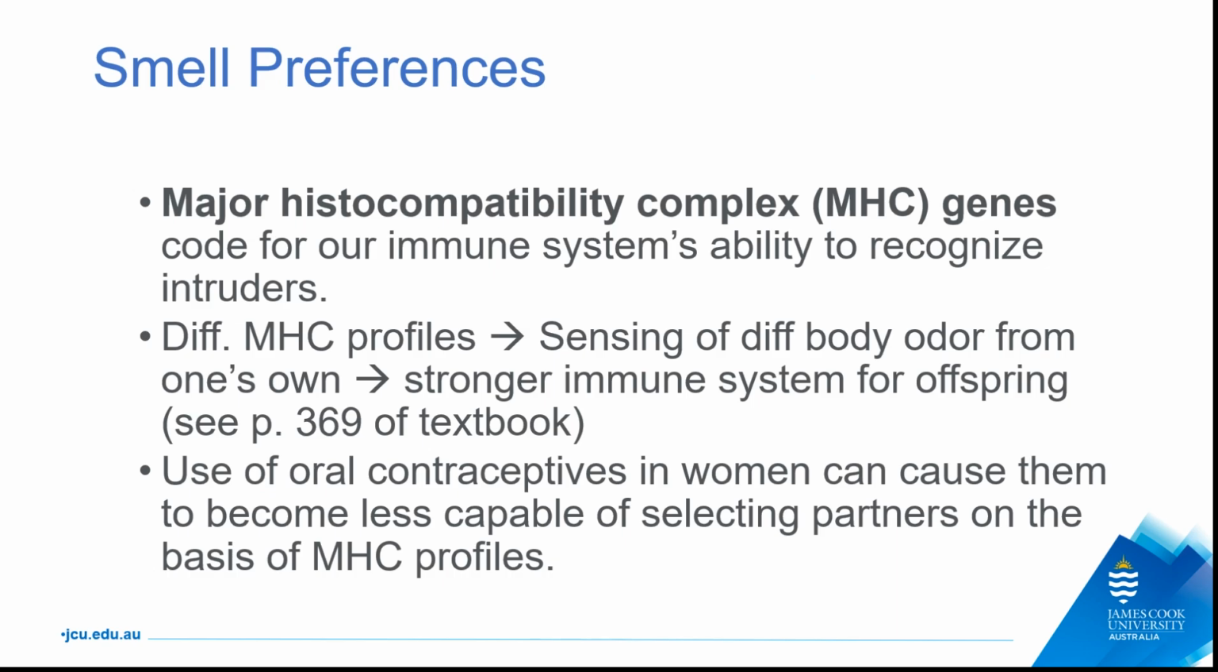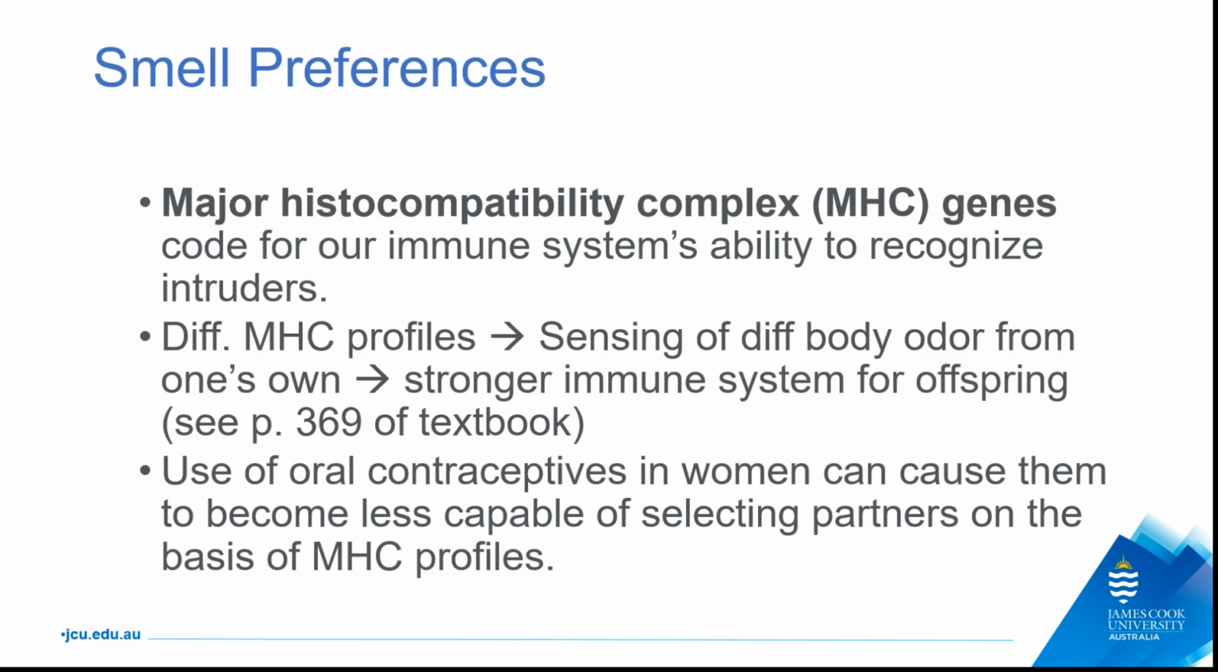And now we have something called smell preferences, another very unconscious factor. It's called MHC genes, major histocompatibility complex. Again, it's a very long word, right? It codes for the immune system's ability to recognize intruders. What our author wrote is that having different MHC profiles, genetic profiles, and the ability to sense different MHC profiles, is a good thing.